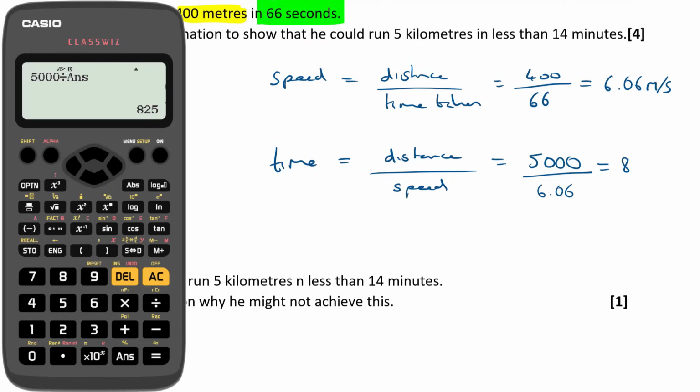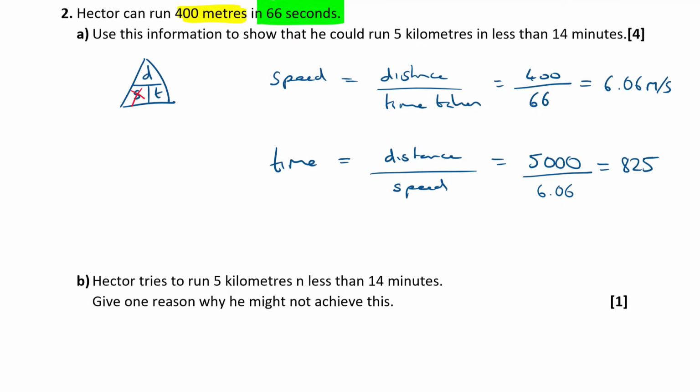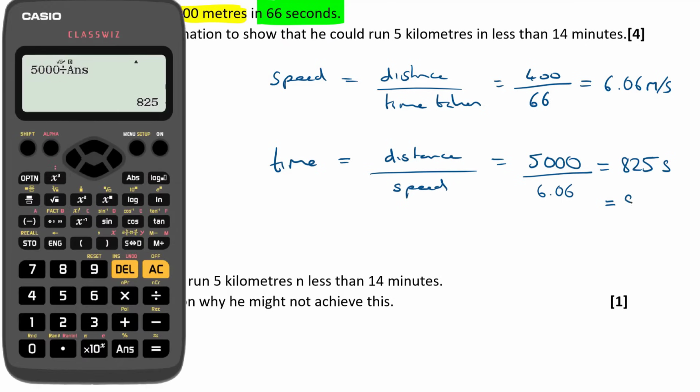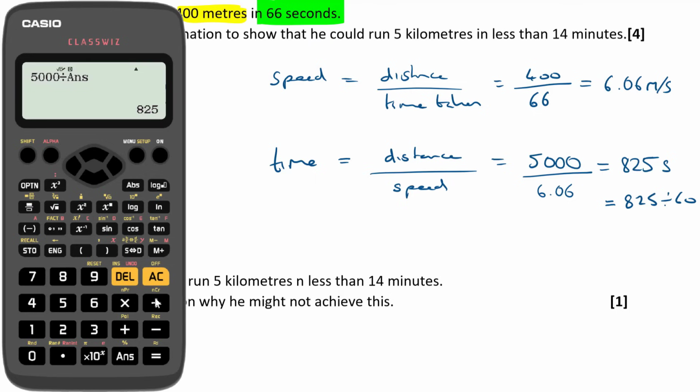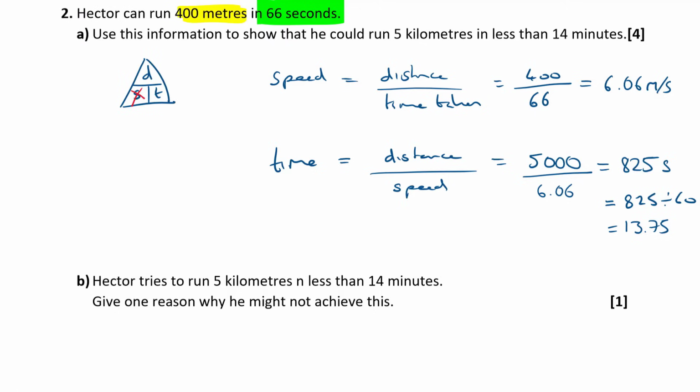What unit is that going to be in? I had meters and I divided it by meters per second, so that is going to be seconds. 825 seconds. Now, what's that in minutes then? To convert seconds into minutes, I'm going to divide by 60, aren't I? There's 60 seconds in a minute. So 825 divided by 60 would be what? 13.75 minutes. Now that's a decimal, isn't it?